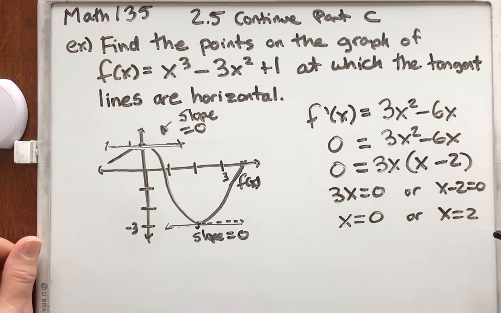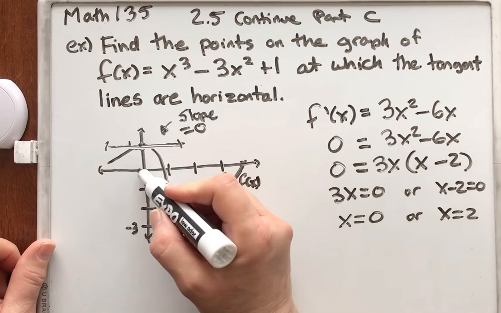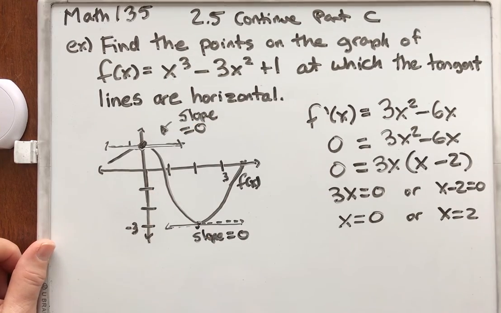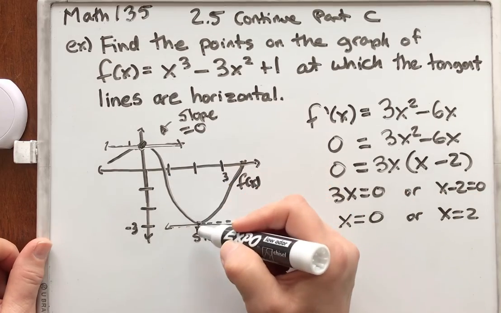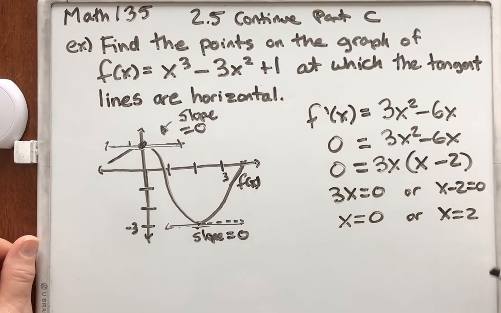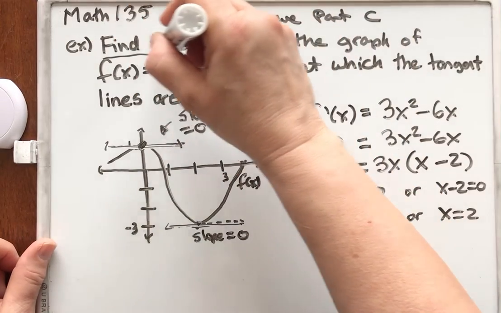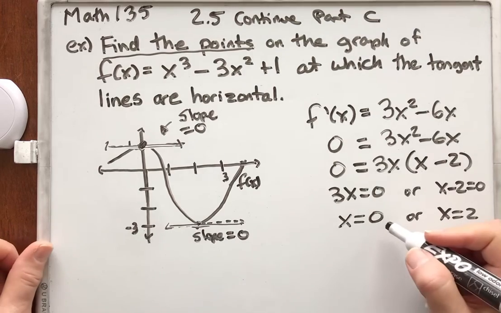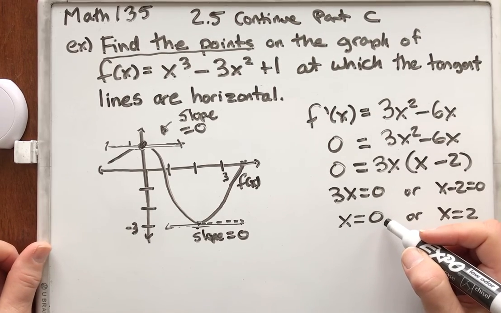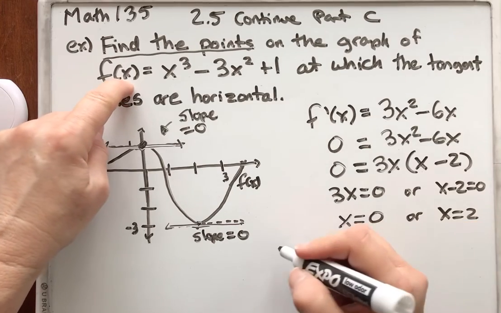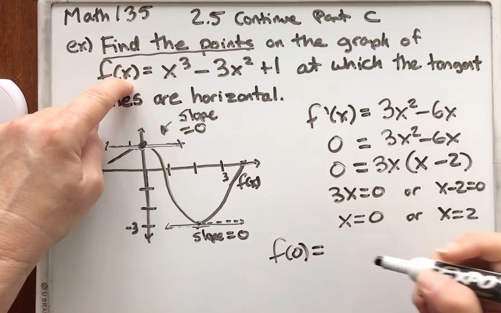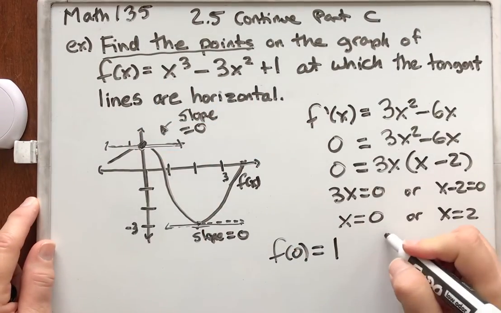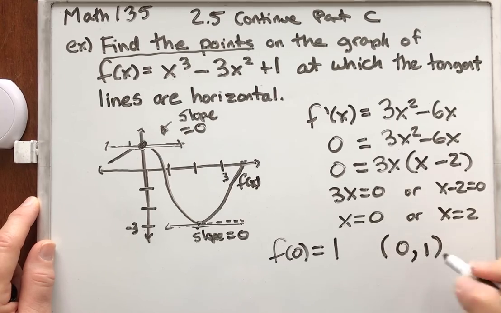Okay, and look at this. At x equals 0, the graph has a horizontal tangent line at that point. And x equals 2, same thing here. All right, but what was the question? Find the points on the graph at which the tangent lines are horizontal. We found the x values, we need to find the y values. So we're going to find f of 0 to find the y values. And once again, if we put zeros in there, we just get 1. So 0, 1 is one point.